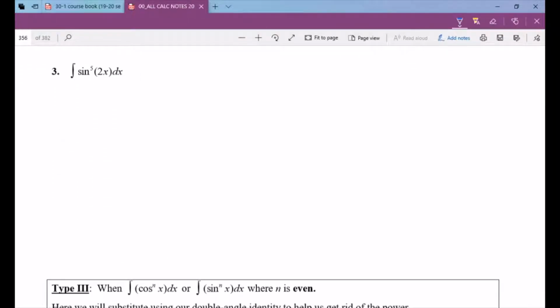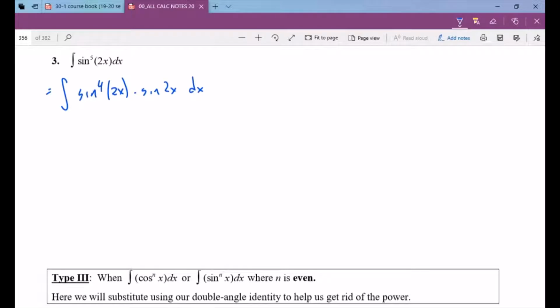If we have a double angle in here, later on we're going to maybe use some of our double angle identities. For now, we can just leave it be as this double angle. It is going to affect what we would do with chain rule in here. But let's still break it apart into an even and then an odd one. What I mean by that, let's break this apart into sine to the 4 of 2x times sine 2x dx. We have a power of 5. Let's break that into 4 and 1.